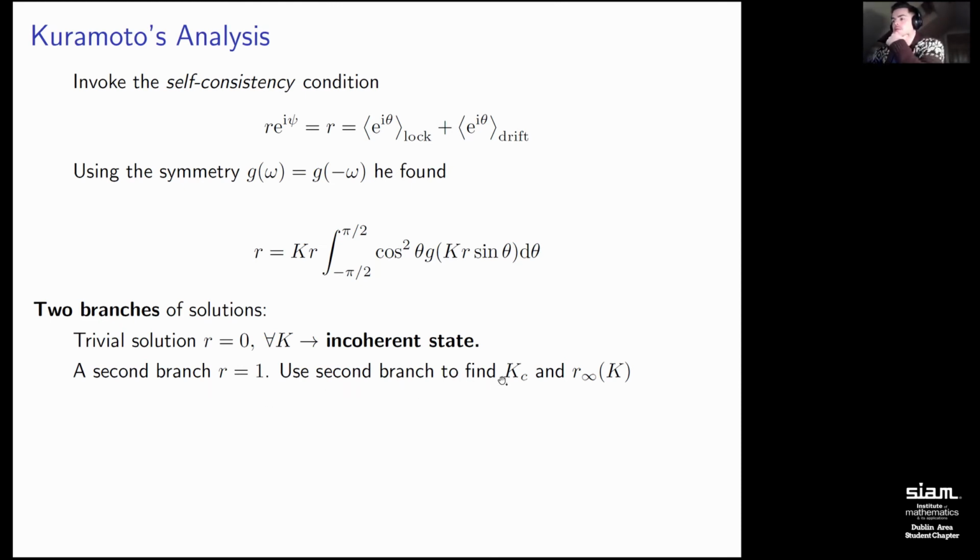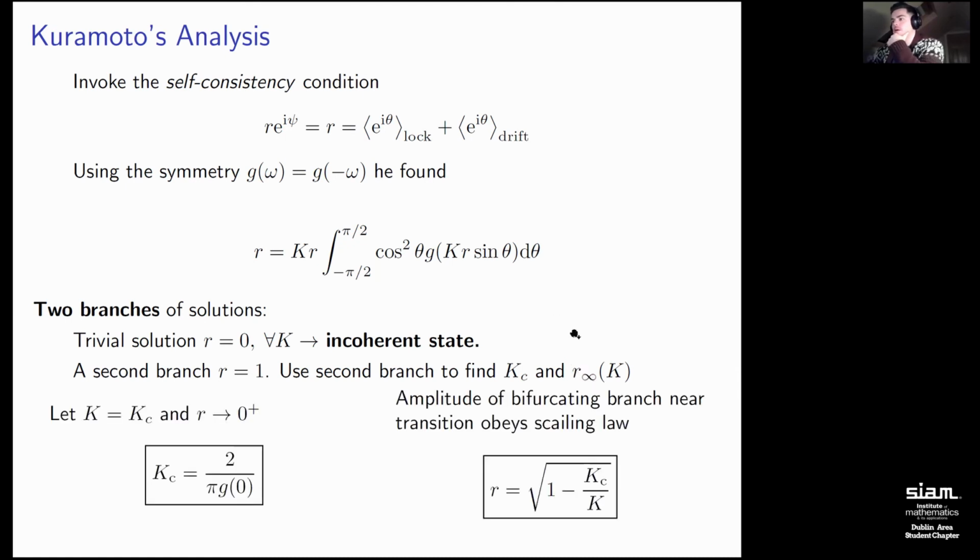He used this branch to find an expression for Kc, the transition value, and the long-term behavior for the synchronization parameter as a function of K. How did he go about it? Well, he set K equal to Kc in here, and then took the limit as R goes to 0, and you get the expression here for the transition value. Similarly, you then get a scaling law for the synchronization parameter R as a function of K, and it's given here.